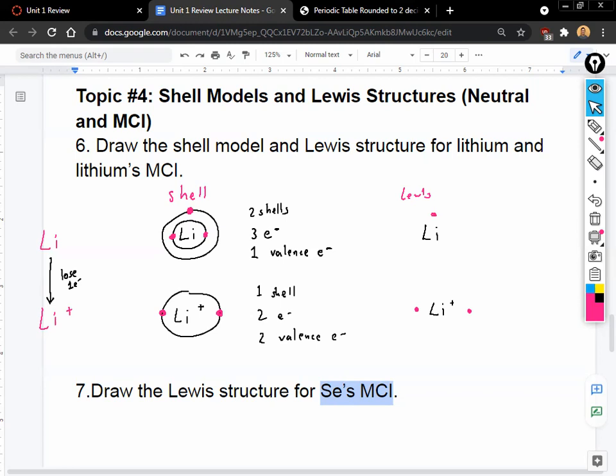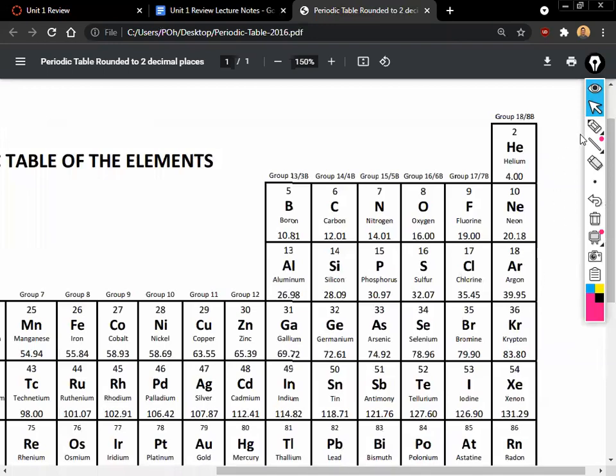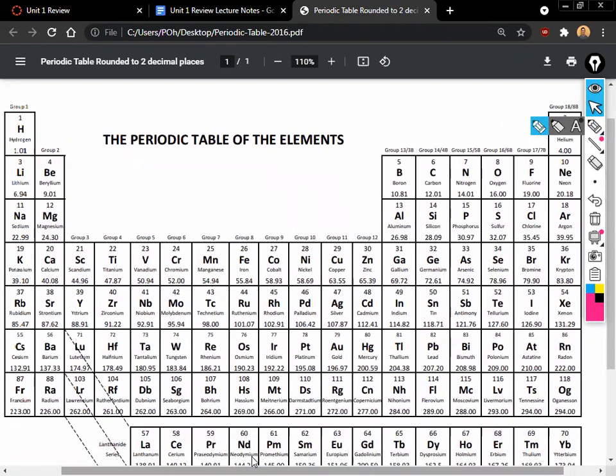All right, guys, let's go over this problem and then we'll move on to the last section. Okay, so if you find selenium on the periodic table, it should be right here on the right side. Now, if we look at regular selenium, let's count how many valence electrons we need to draw.